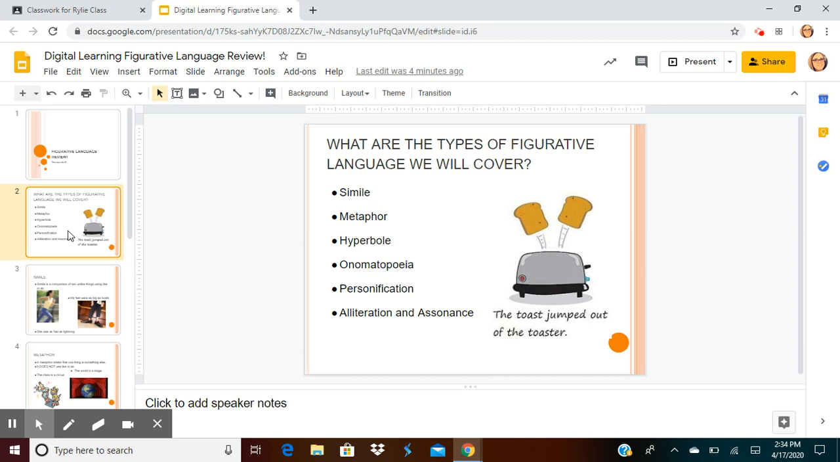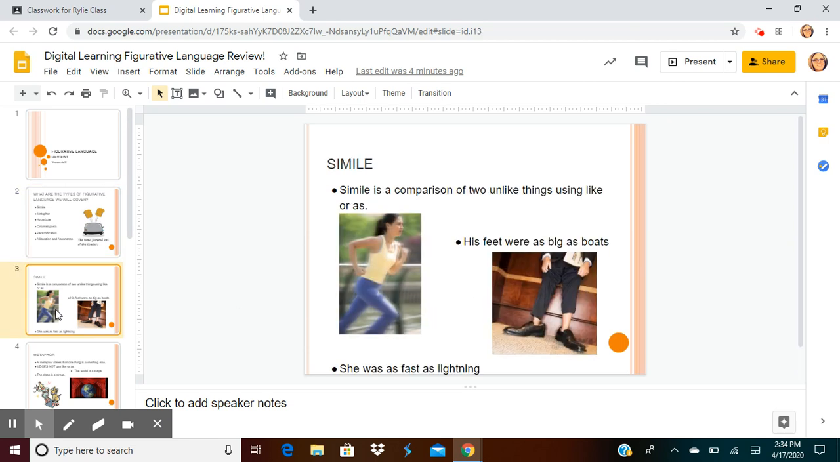The toast jumped out of the toaster. That is personification. Simile. Simile is a comparison of two unlike things using like or as. His feet were as big as boats. She was as fast as lightning. So, as big as boats. She was as fast as lightning. We could also say his feet were like boats.